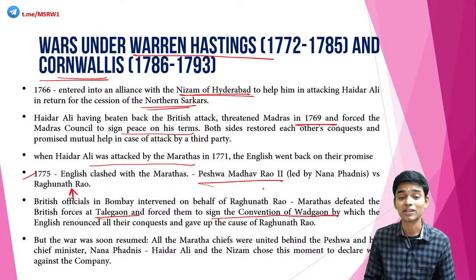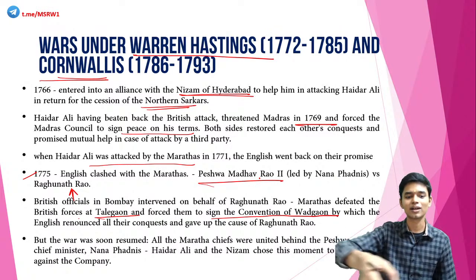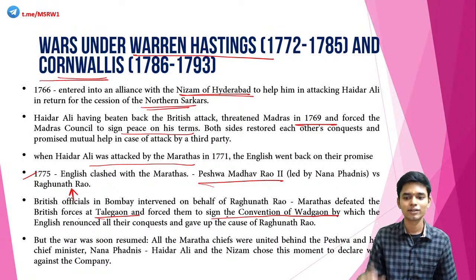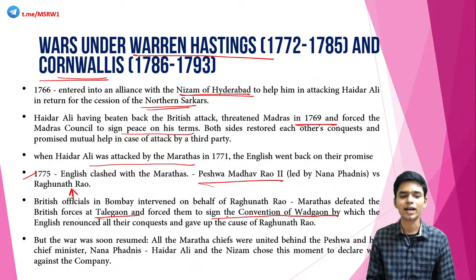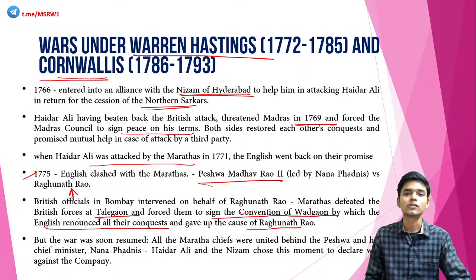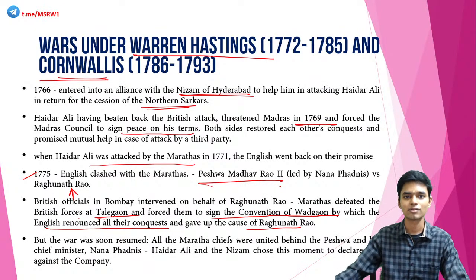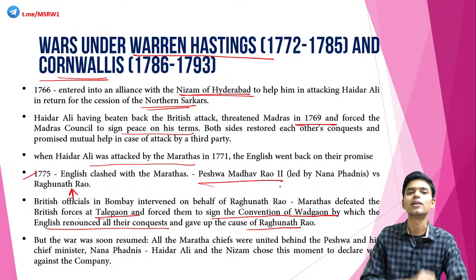Okay, Marathas defeated the British. Earlier, Mysore defeated the British in the First Anglo-Mysore War. Now here, Marathas defeated the British as well. Okay, Marathas were that powerful at that time. And after they won this battle, the Marathas made sure that the English renounced all their conquests and gave up the cause of Raghunath Rao. The English will not back Raghunath Rao ever again. That was the condition. Okay, but this peace was also temporary.